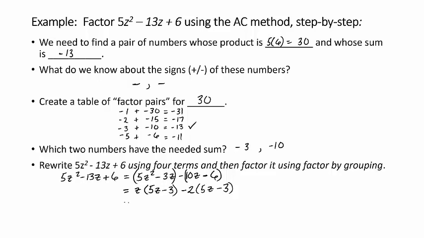And now we have a common binomial in both of these terms to pull out, right? 5z minus 3 is common to both of them. So I'm going to factor out 5z minus 3. And what will the leftover be? Z minus 2. Okay, so we've successfully factored this trinomial to 5z minus 3 times the quantity z minus 2.